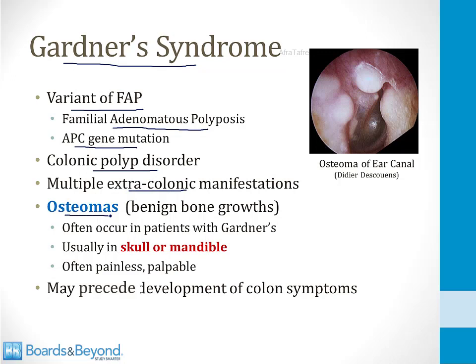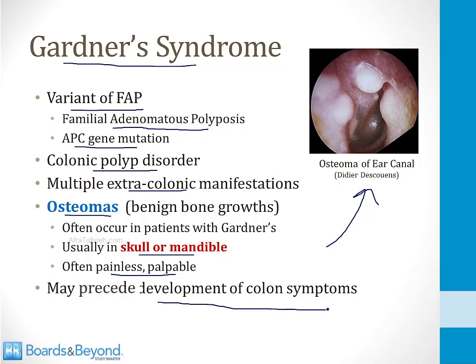These are benign bone growths, and they often occur in patients who have Gardner syndrome. They usually occur in the skull or mandible. They're often painless but palpable, and therefore the patient comes to medical attention because of a bone growth. This is a picture of one in the ear canal. And what you need to know about these osteomas is that although they're benign, they may precede the development of colon symptoms in a patient with Gardner syndrome.